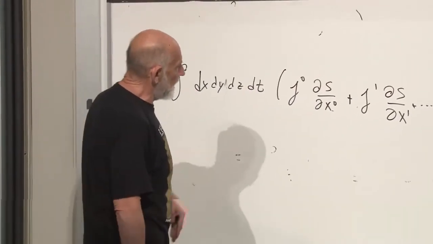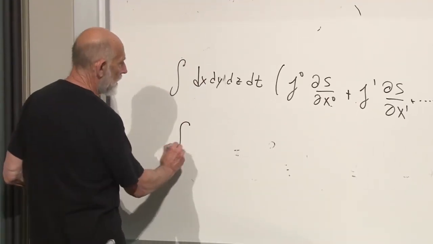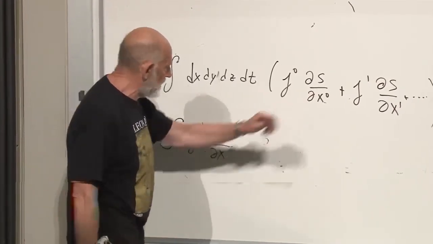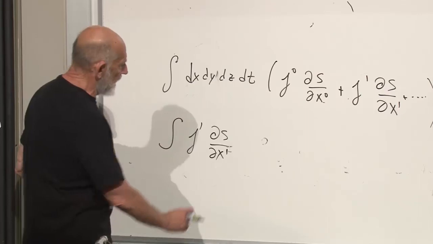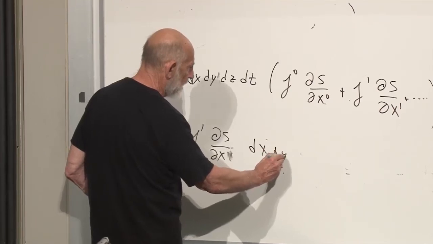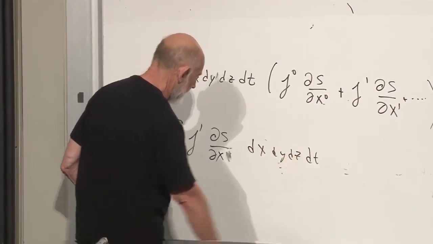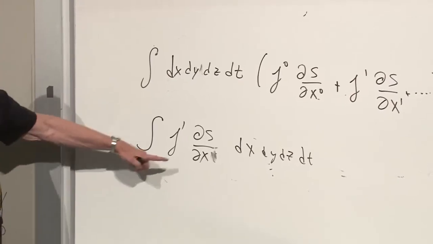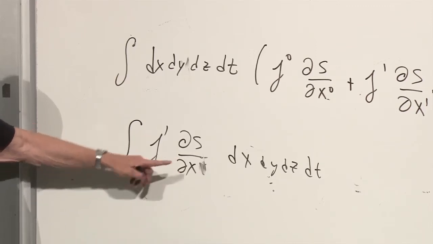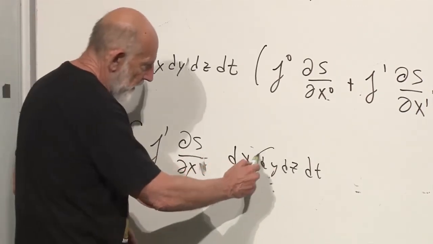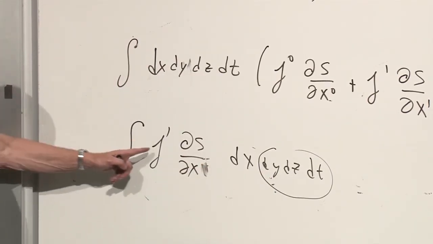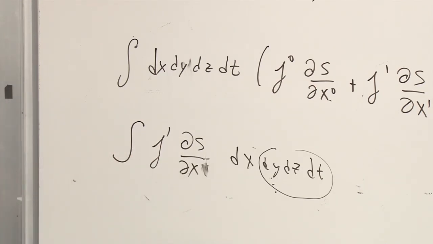Let's take a particular term. Let's take the integral j1 dS by dx1. There's one particular term. And now that has to be integrated: dx, dS by dx1, dy, dz, dt. Everybody know how to do this integral by parts? Forget the dy, dz. We're doing an integral over x of j times dS by dx. Do you know how to do an integration by parts?